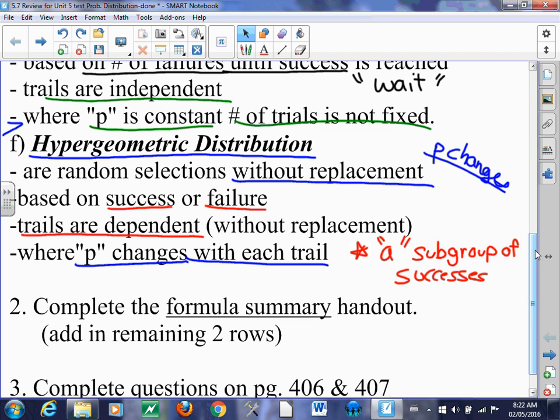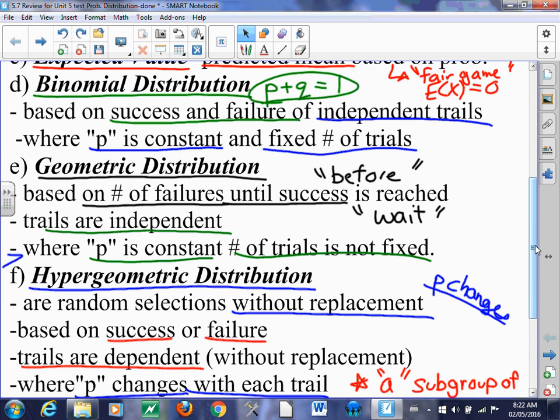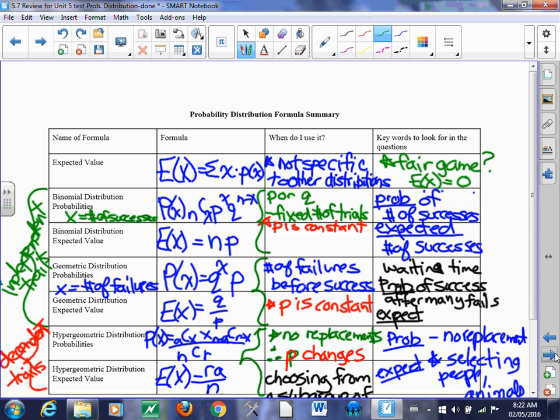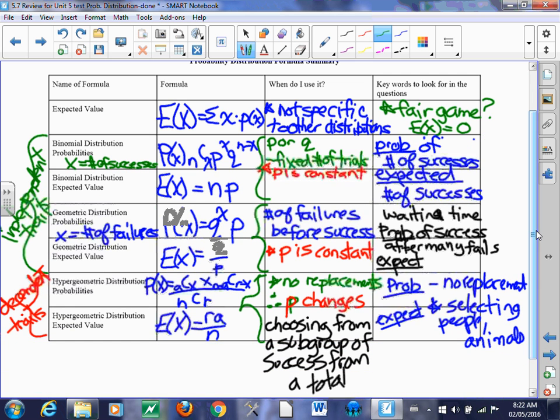All right, so your job today, after those topics, is to complete the rest of the formula sheet that we had started earlier. I'll show you mine. And then you're going to complete questions on page 406 and 407. So let's quickly go to that chart. Hopefully you got the majority of them filled in. The last 2 are the ones identified as dependent trials. Those are the last two you should have filled in. Take a look at mine, folks. If you have any questions, please come and see me.